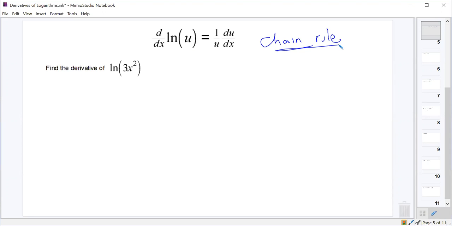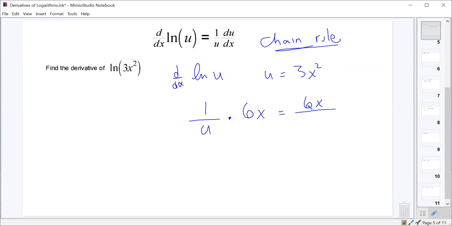Okay. So if we want to find the derivative of natural log of 3x squared, that's the derivative of the natural log of u, with u equal to 3x squared. And what does that give us? Should give us 1 over u times the derivative of u, which is 6x, or 6x over 3x squared, which simplifies to what? 2 over x. Perfect.